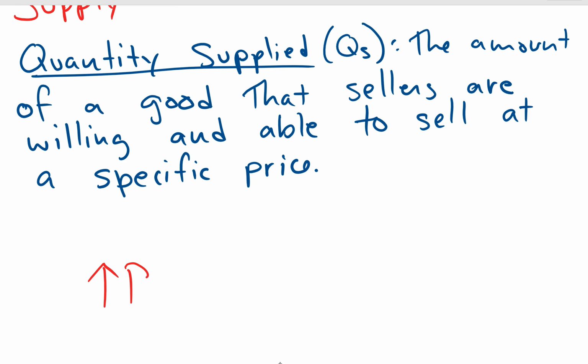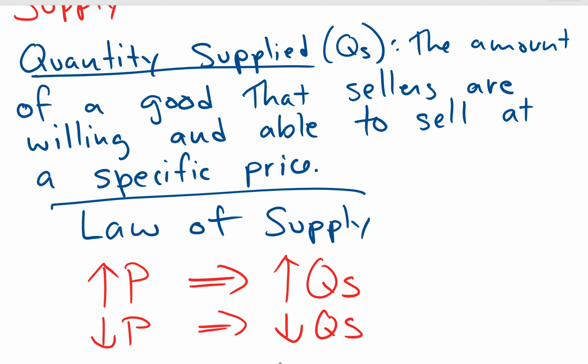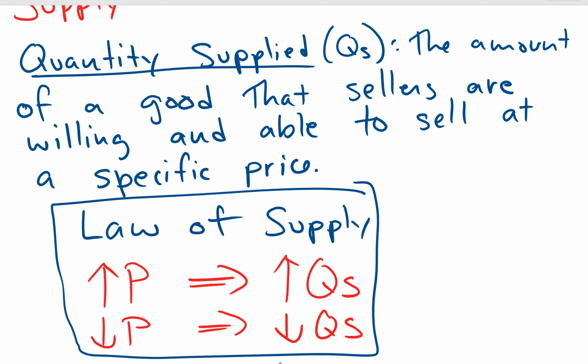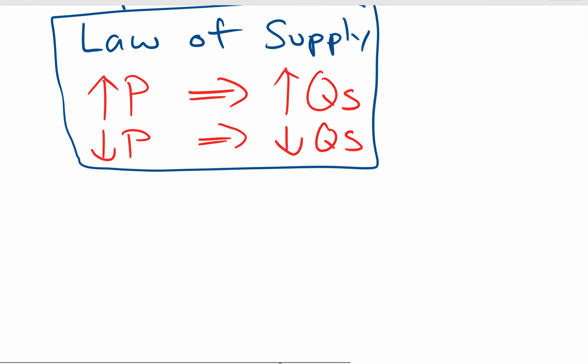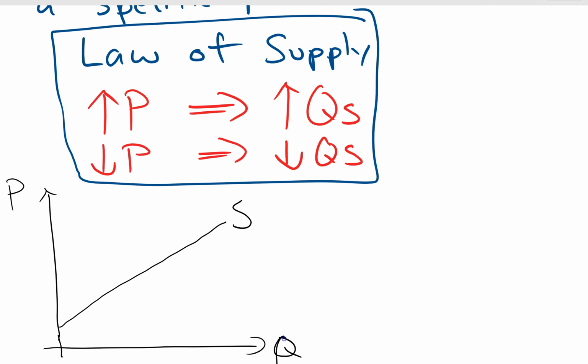What are the sellers going to want to do? So if the price goes up, take a second to think about it, maybe pause. Yeah, we would expect them to want to sell more. And if the price goes down, we would expect them to want to sell less. Okay, so this is known as the law of supply. So we expect our supply curve to look like this.